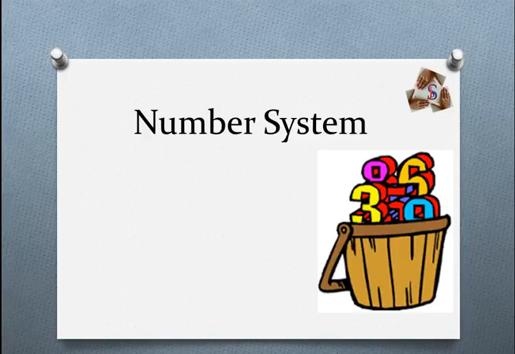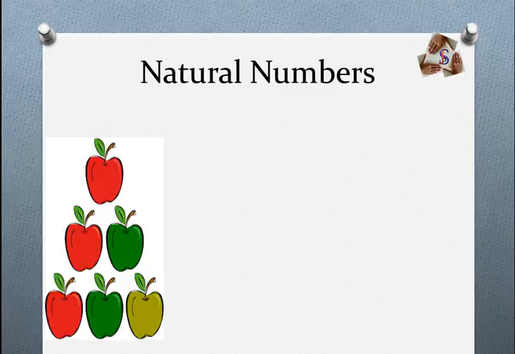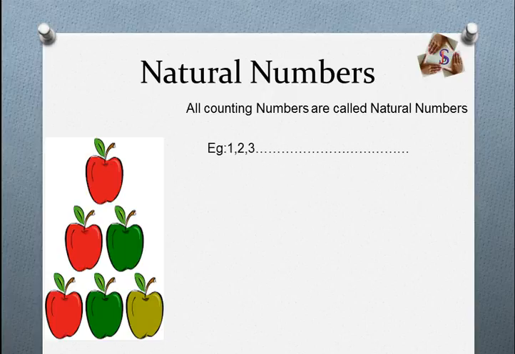So let me begin my presentation by introducing you to counting numbers. Natural numbers are also called counting numbers. So what do we mean by counting numbers? Counting numbers are those numbers that are used for counting. Example, 1, 2, 3 and so on. So there are infinitely many natural numbers. Natural numbers are represented by letter N.